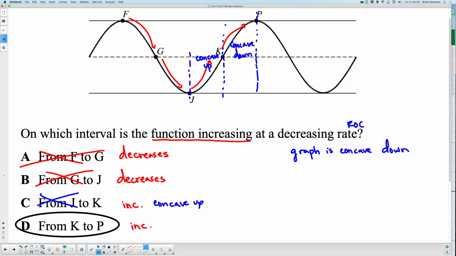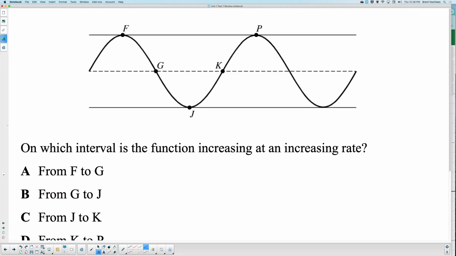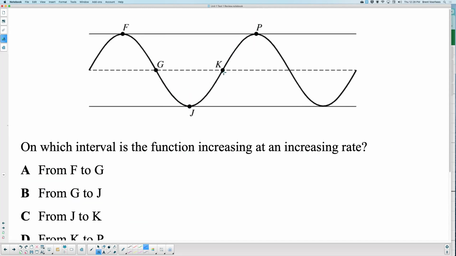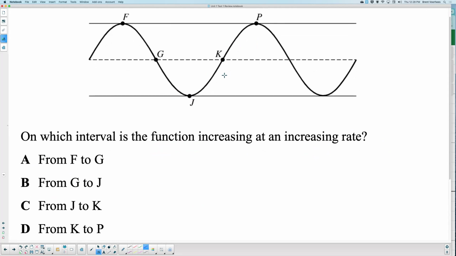I got a couple more of them just to make sure you know how it works. Let's try the next one. Again, if you're watching at home, just pause the video, give yourself a chance to think about it. Here, you're thinking, on which interval is the function increasing at an increasing rate? I'm going to pause the video. All right, count answers in 5, 4, 3, 2, 1. C is correct this time.